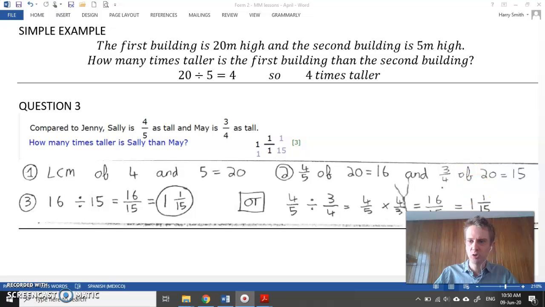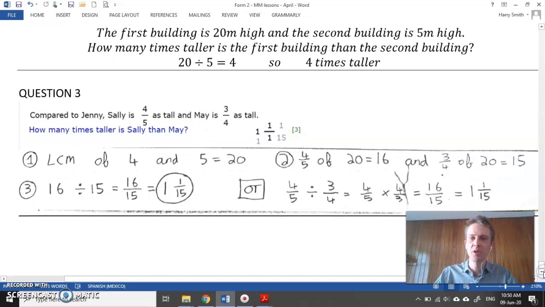We're going to use that example that we now understand to help us understand the third question. This one's tricky. Compared to Jenny, Sally is 4/5 as tall, and Mary is 3/4 as tall compared to Jenny. Let's try and understand this one.